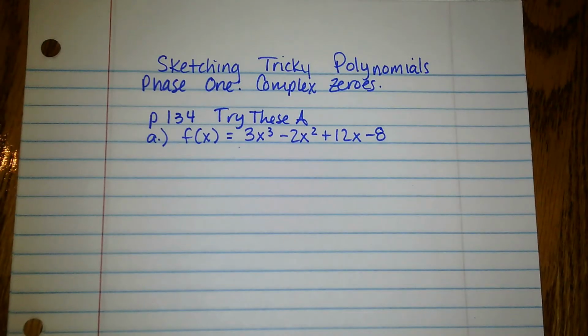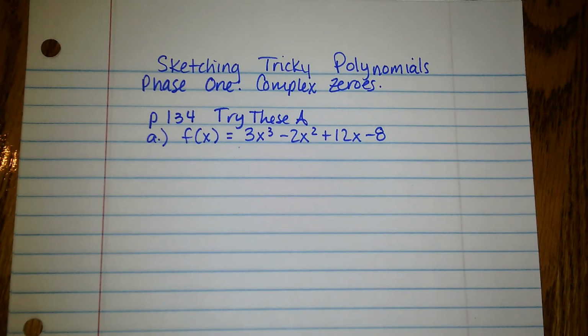So we're going to start with complex zeros. This is phase one, and we're pulling these problems right out of the book. So if you have your book, go to page 134, look at the try these A, and then look at little a. This is the problem that we're doing. And one of the things that we need to do is just make sure we follow that pattern of questioning to get us to sketch these correctly.